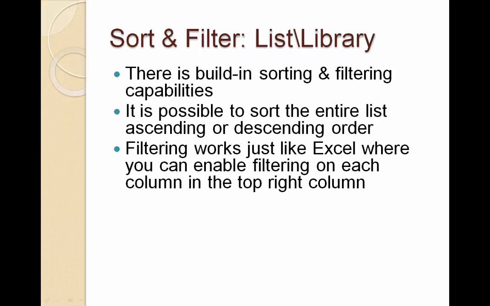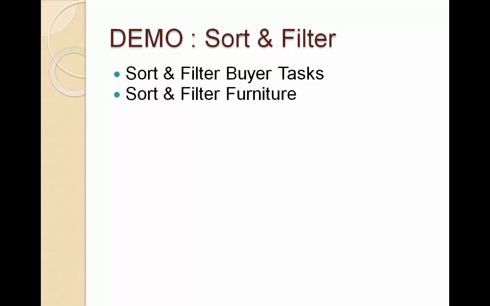Let's talk about sort and filter in the list and library. There is built-in sorting and filtering capabilities. It is possible to sort the entire list ascending or descending order. Filtering works just like Excel, where you can enable filtering on each column in the top right column. Let's do a demo of sort and filter. Let's go ahead and sort and filter by a task on the sequence number.